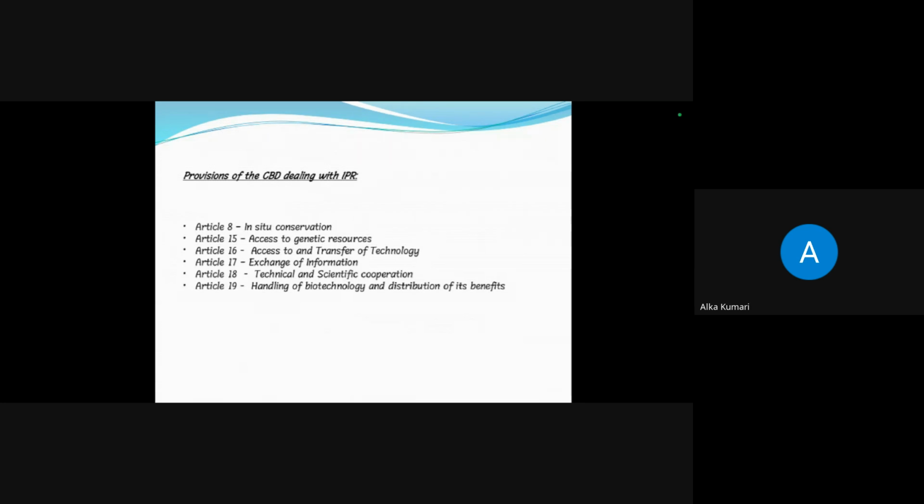What are the provisions of the Convention on Biological Diversity with regard to intellectual property rights? The first, according to Article 8 of the CBD, is in situ conservation. In the conservation of biological diversity, there are two mechanisms: in situ conservation and ex situ conservation. In situ conservation means conservation within the natural habitat or genome; the area is limited. But ex situ conservation is vast and outside. For example, a national park comes under in situ.